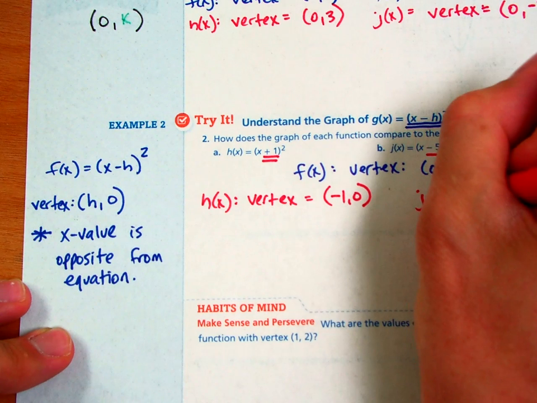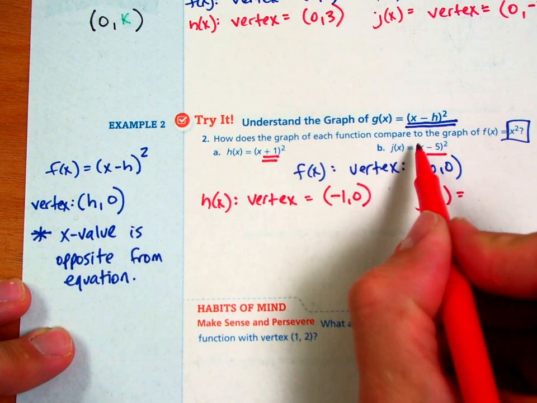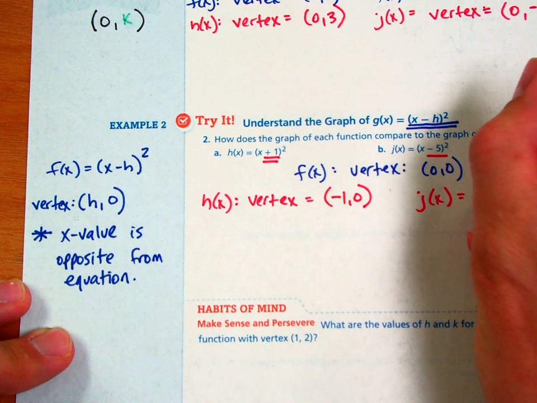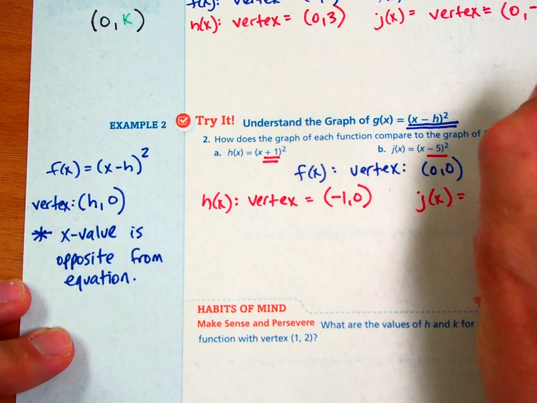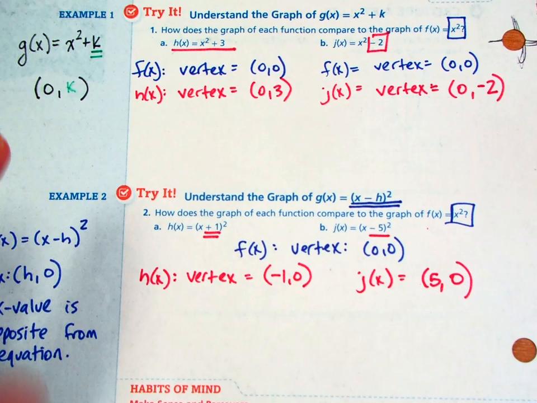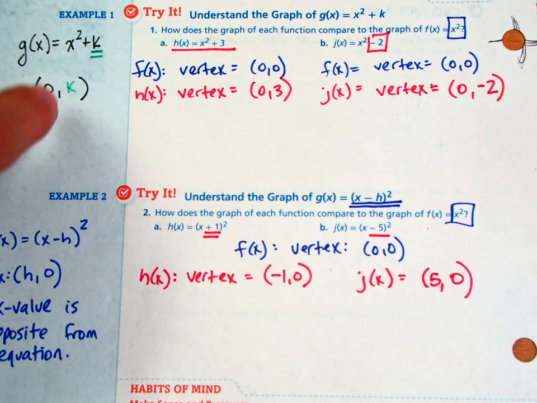For j of x, we have x minus 5 in the parentheses, so this minus 5 is directly going to affect the x value of the vertex. But the y is not affected because there's nothing outside. So we've looked at two different examples here. We've looked at how we affect the y value and how we affect the x value. Next we're going to look at an example of how we can affect both of them. So if you turn the page in your workbook, we're going to be on page 329. We're on page 329.